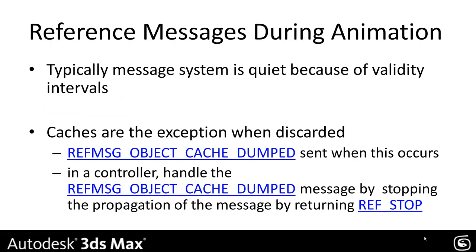And then one other thing that you need to be concerned with is reference messages during animation. So typically the message system is quiet because of validity intervals, but the caches are the exception when they're discarded. So you might get the ref message object cache dumped, which is sent when the cache is discarded, and then in a controller you want to handle that message by stopping the propagation of the message by returning REF_STOP. Okay, so that just mainly says, okay, we need to update, and I've handled it.